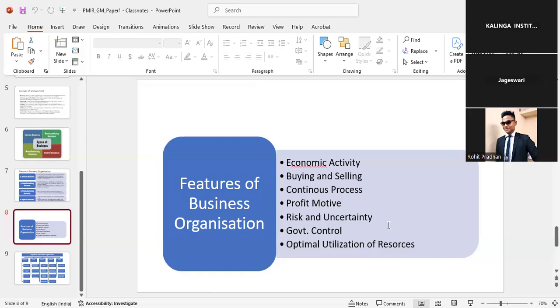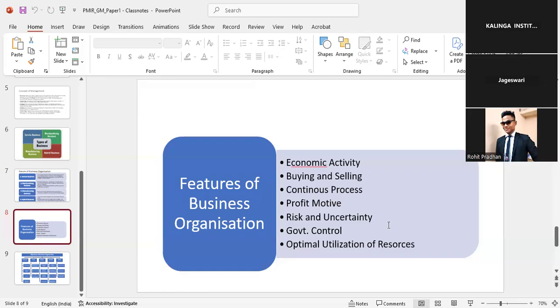Government control. Government has control on your business. Like it has different policy. It has different regulation, rules and regulations, taxation policy. You cannot go outside of that.